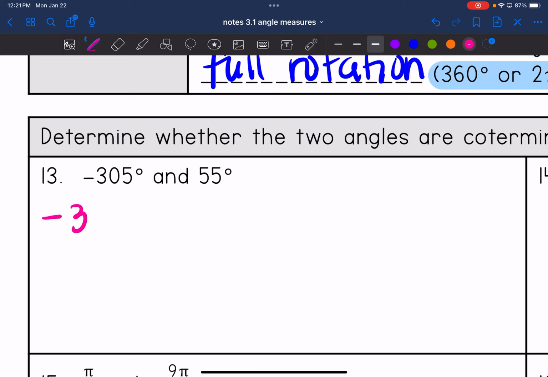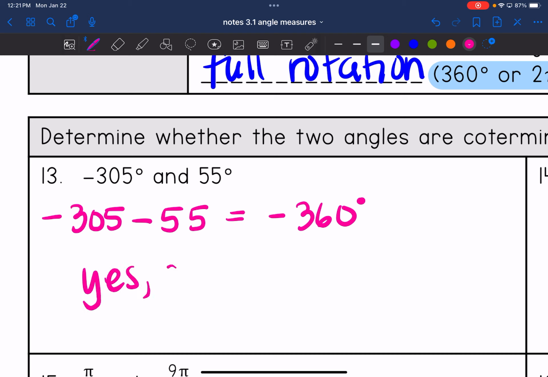Let's get negative 305 and subtract 55. And when you do that, you should get negative 360 degrees. So since that is a full rotation right there, I know it's negative, but it's still a rotation. That means that, yes, those two angles are coterminal.